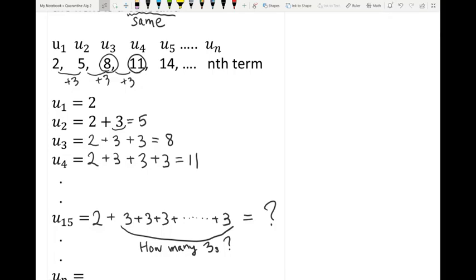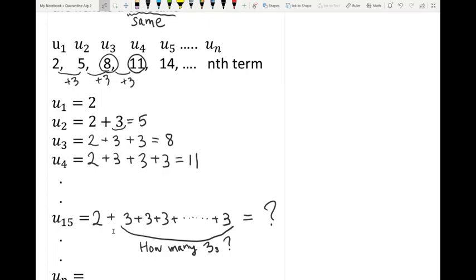Now let's jump to the 15th term. So to figure out what the 15th term is going to be, we have to start from the first term, which is 2. But then the big question is, how many 3's do we have to add to get to the 15th term? So I want you to pause the video a little bit and think about the pattern here.